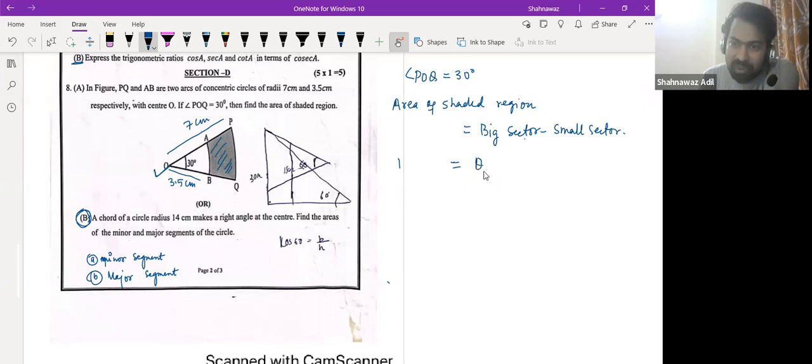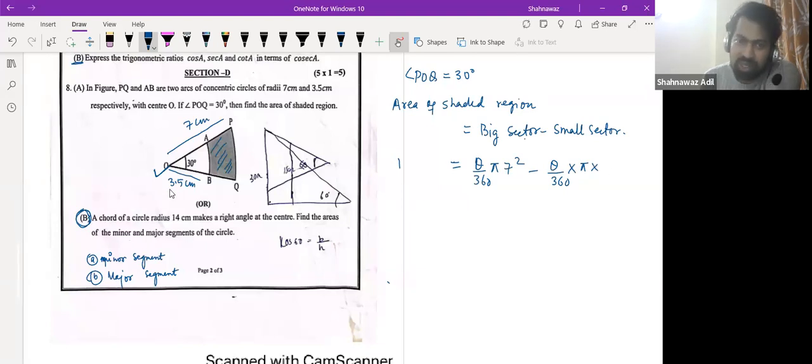So something like theta by 360 pi, you're saying the formula. Okay, theta by 360 into pi r square. So R is 7 in this case, right? And the small one will be OA, theta by 360 into pi 3.5 square.